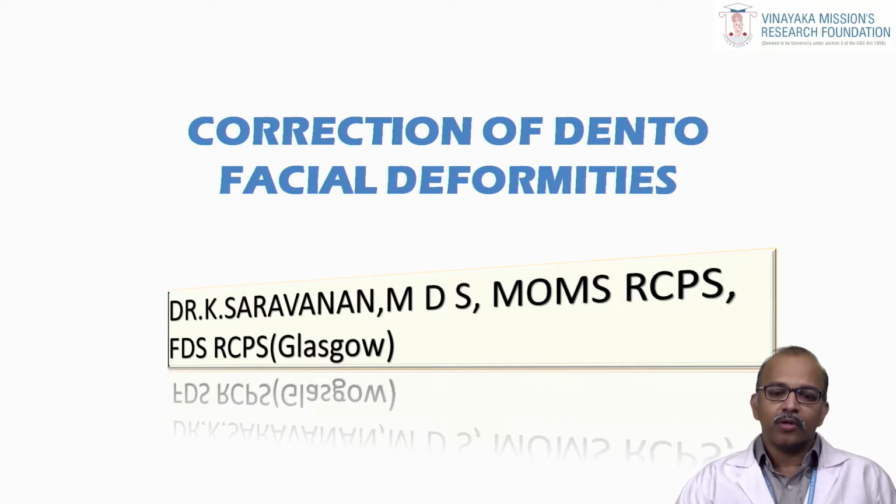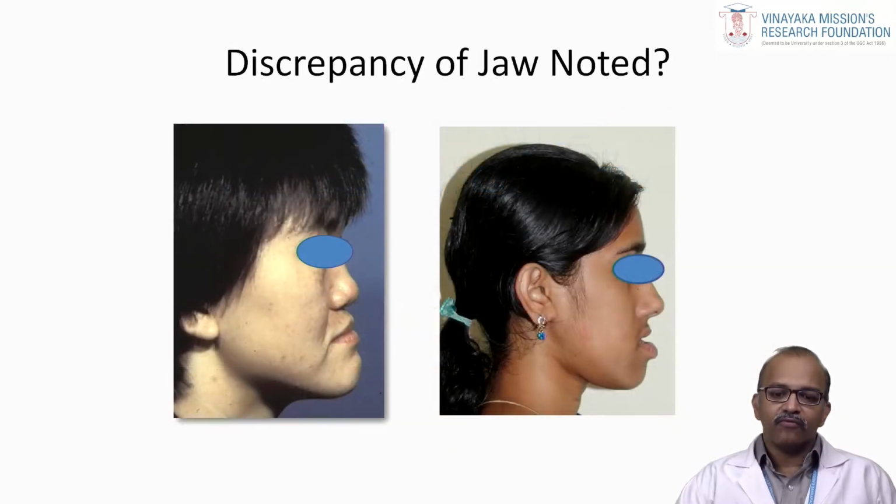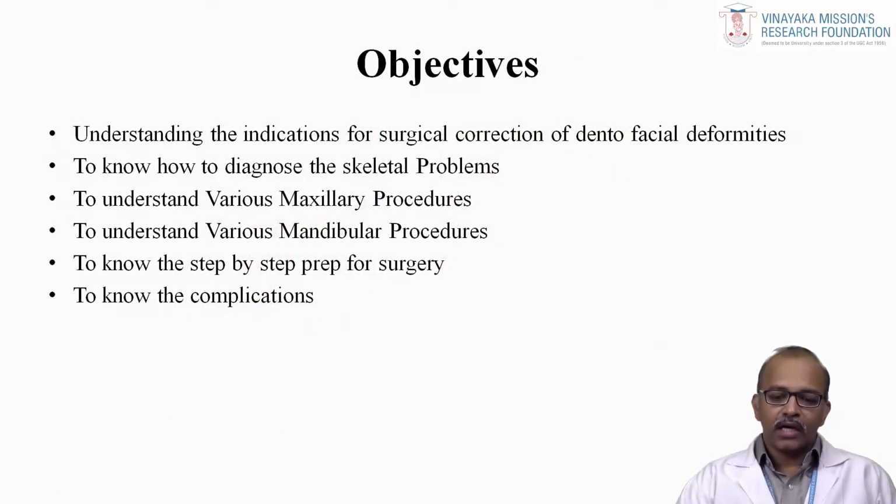Today I am going to talk about correction of dentofacial deformities. Have you noted the discrepancies of jaws, maxilla, upper jaw and lower jaw? In this, I am going to talk about these objectives, that is understanding the indications for surgical correction of dentofacial deformities, to know how to diagnose skeletal problems, to understand various maxillary osteotomy procedures, to understand various mandibular osteotomy procedures, to know the step-by-step preparation for surgery, and finally to know and manage the complications.